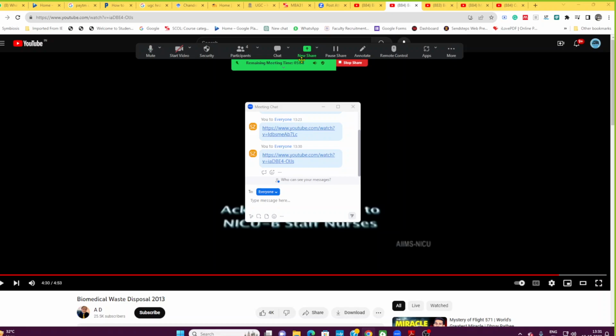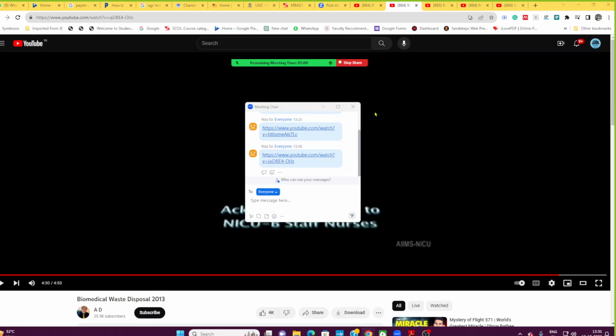And how was it disposed of? Through incineration, right? By burning it. Incineration is needed, which is where they are actually burned in an incinerator.